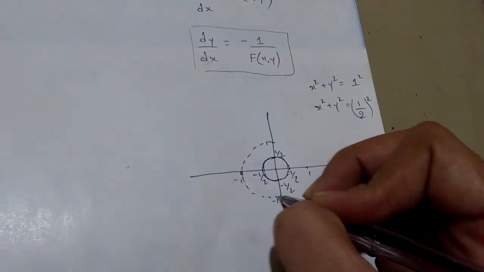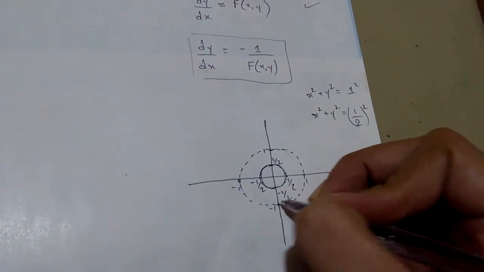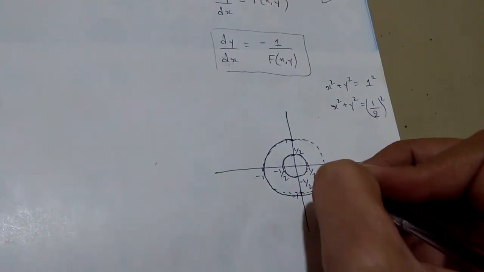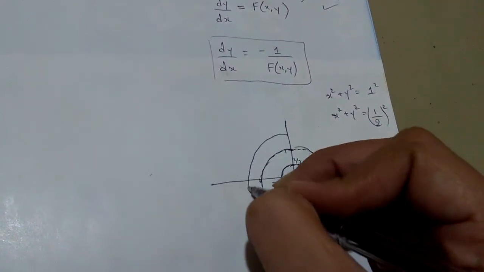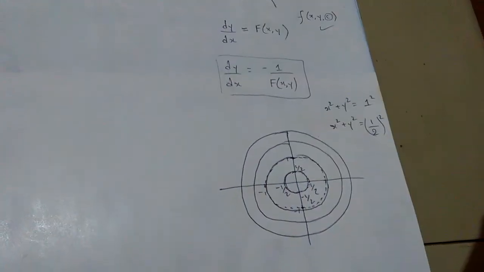So I'm just trying to draw in quite a rough sense. It doesn't exactly look like a circle, but I hope you'll cooperate with it. So that's it. You see, for different values of c, you're going to have different circles. A family of circles is going to be obtained something like this.